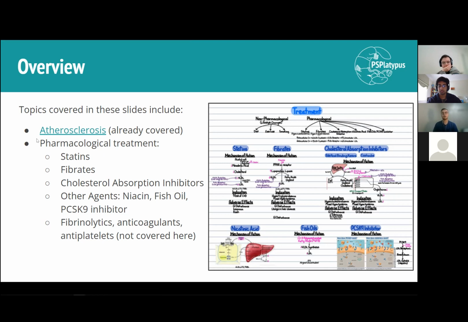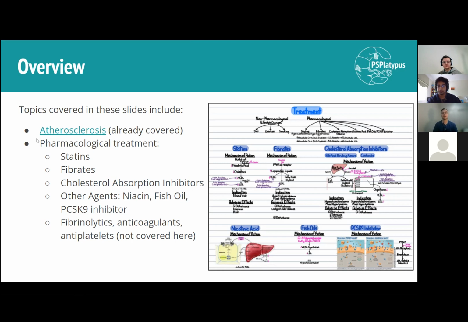But then you will probably also learn about some other agents like niacin, or vitamin B3, and fish oil, as well as PCSK9 inhibitors. We're going to talk about what they are and what they do, because they're the new kids on the block, as they've been described in your lectures. And we're going to look at how they actually act on lowering your blood cholesterol.